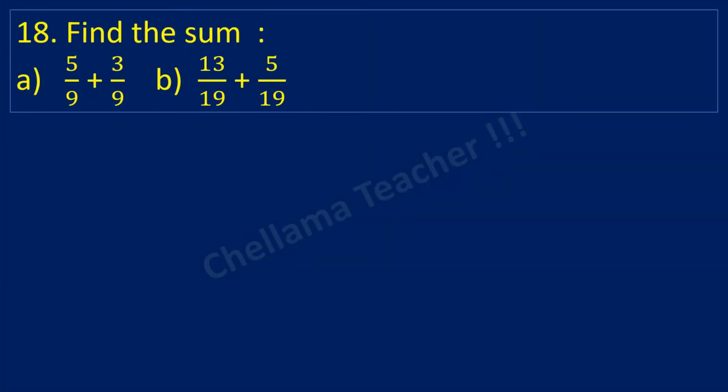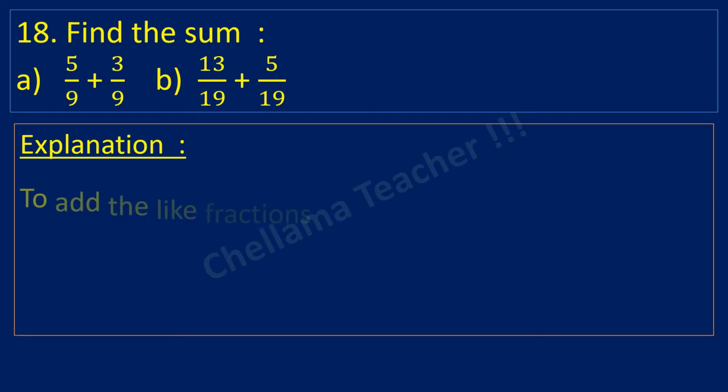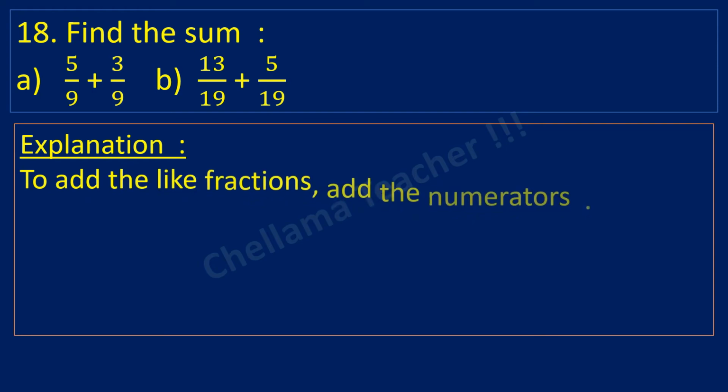Question 18. Find the sum. Part A: 5/9 plus 3/9. Part B: 13/19 plus 5/19. To add the like fractions, add the numerators.